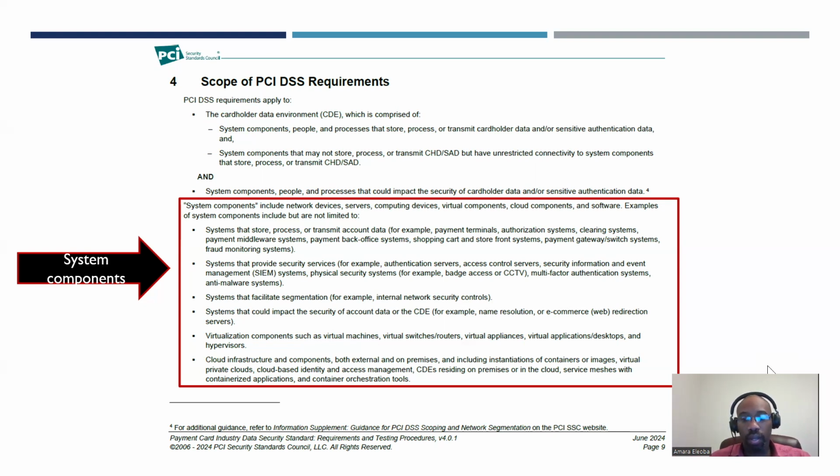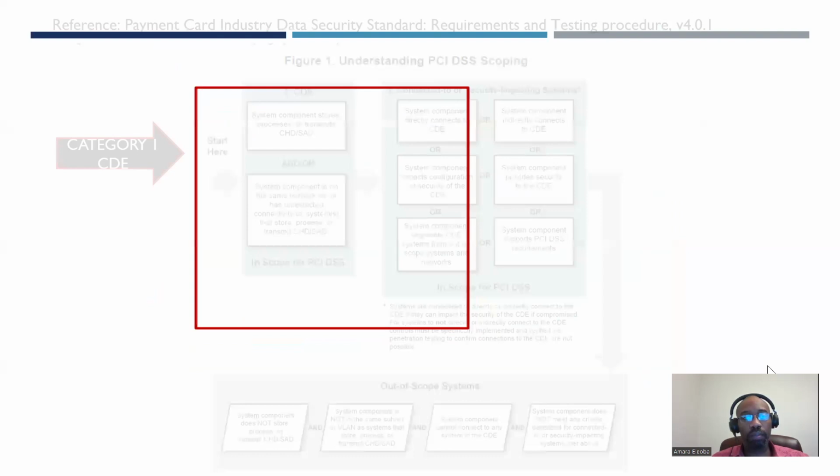Now, let's see what else. So we have a great example here. You can see here systems that are used to facilitate segmentation are going to be part of it. I mentioned the cloud infrastructure. I also mentioned the authentication servers. So those are considered system components.